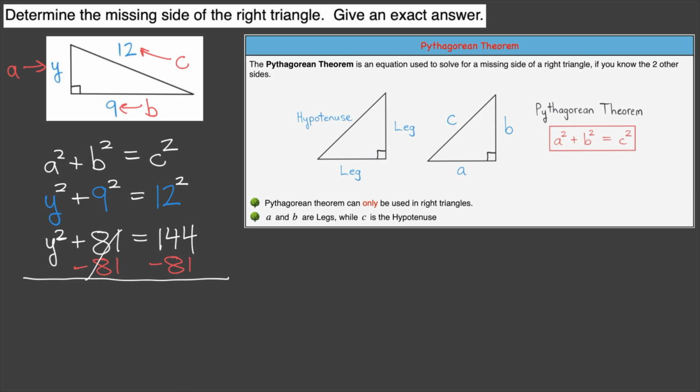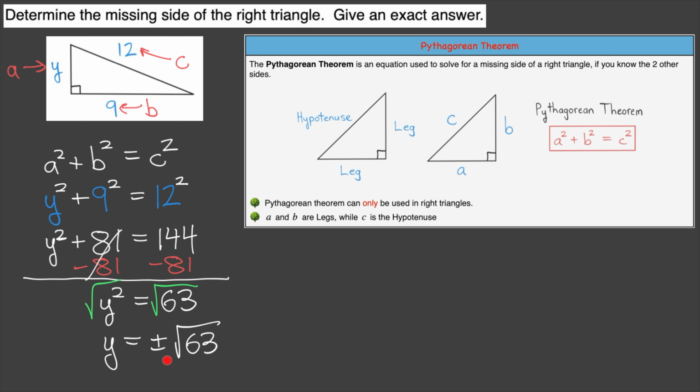On the left side, the 81 cancels. We're left with y squared equals, and then what's 144 minus 81? It is 63. All right, we're almost there. We just need to get y by itself. We have a square here. How do we get rid of the square? We square root both sides. All right, so the square and the square root cancel out. So on the left side, we'll be left with just y equals plus or minus square root of 63.